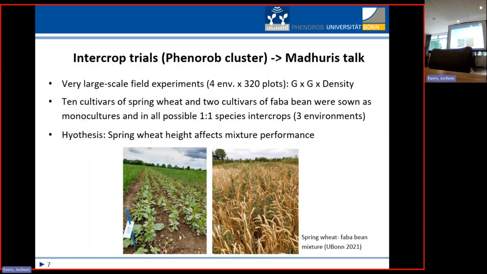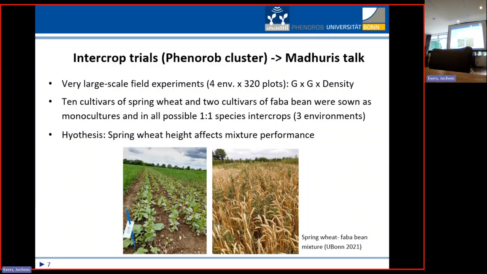And I will not say so much, because Madhuri already explained the experiment quite nicely. So I'm a colleague of Madhuri, and I was involved in her experiment. And so this experiment we conducted in 4 environments, and we grew fava bean and spring wheat, and we tested 10 different spring wheat cultivars and 2 different fava bean cultivars in a substitutive intercropping design.